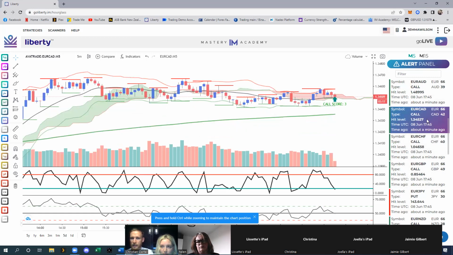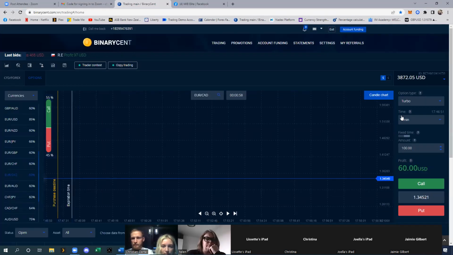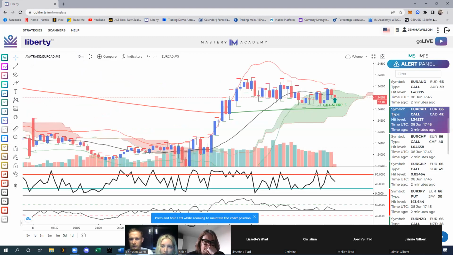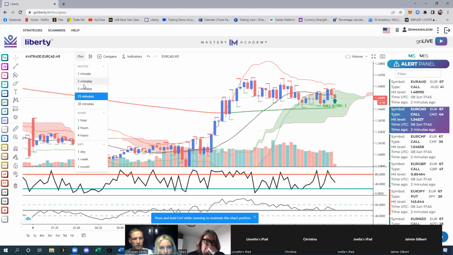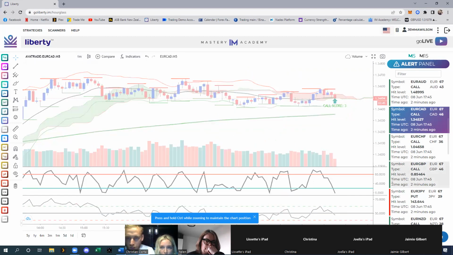So here we go. Euro CAD. Let's jump on that. I'll just check the 15. About 13 minutes left in this candle, so unfortunately that's not amazing because it could continue to push down. We're hitting some support though, and we only need 1 minute, so let's hit it. So we're going to switch to the 1 minute and look for volume because we're going for calls.